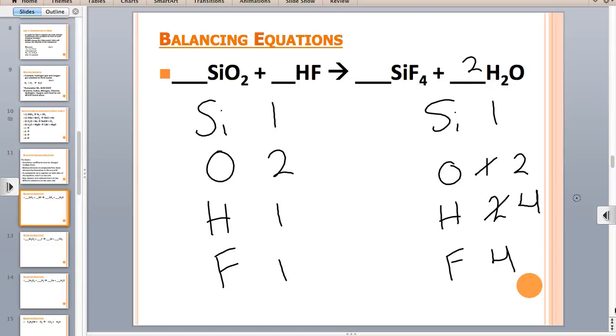Alright, now, I did silicon, I did oxygen. I'm going to do hydrogen now. So, I have 4 hydrogen here. Well, on this side, I only have 1. So I'm going to put 4 here. That's going to give me 4 hydrogens and 4 fluorines. And I'm done. And that's it.